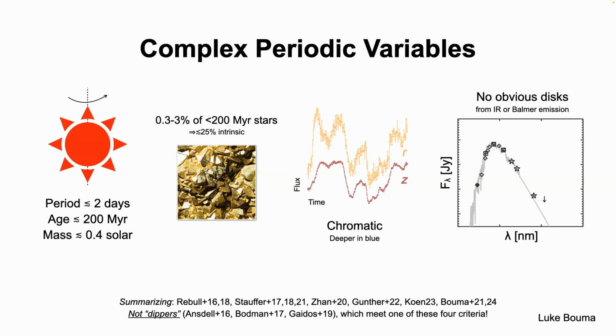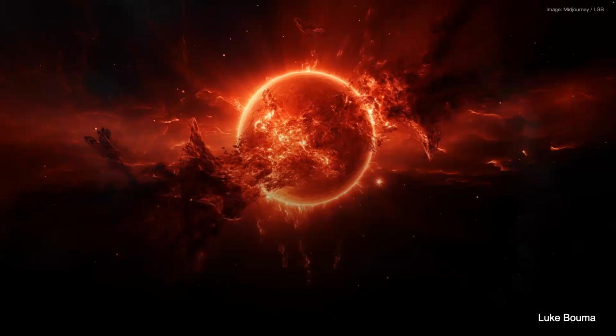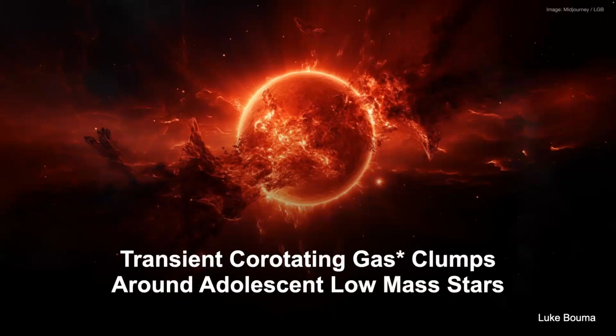So the picture that's been proposed for a while now in this field, that's been really hard to confirm, I might add, is that we have co-rotating clumps of circumstellar material that are moving around with the star. So presumably these clumps of material are somehow related to the star's magnetic field. The star rotates, the field lines rotate too, and thread this material. So that brings me to my unwieldy title, transient co-rotating gas clumps around adolescent low mass stars.